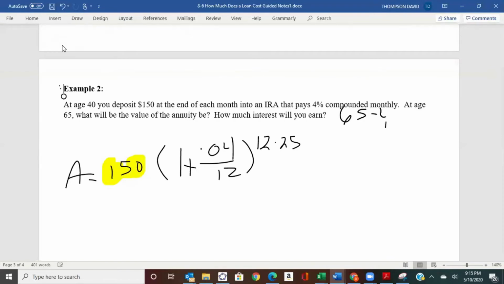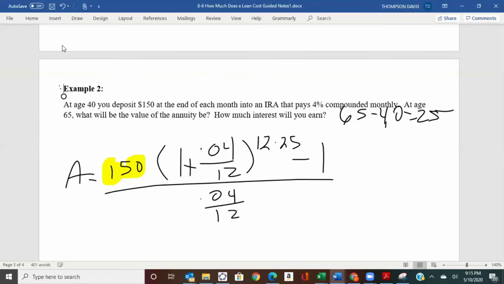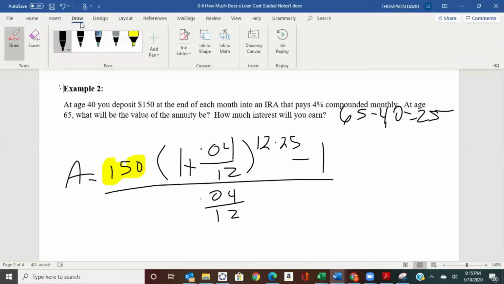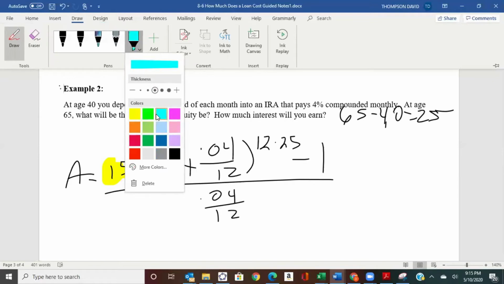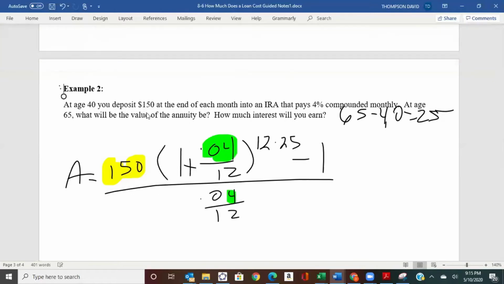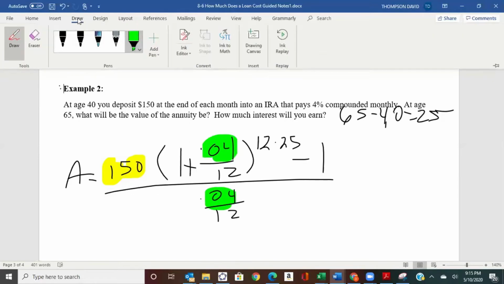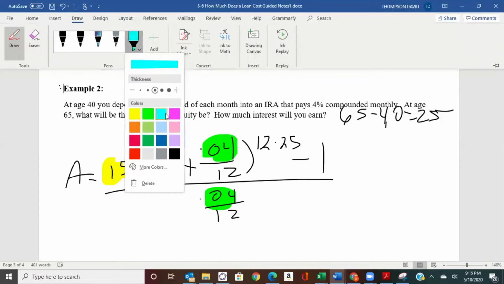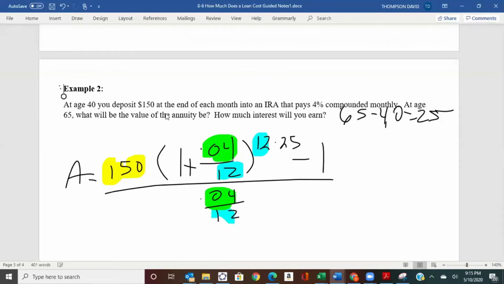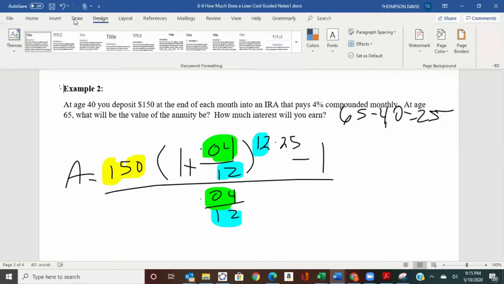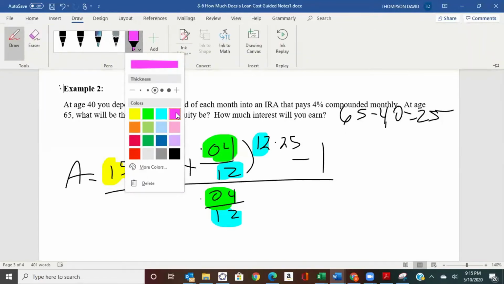65 minus 40 equals 25. Minus 1. All that over 0.04 divided by 12. Let's grab the highlighter and highlight consistent with our highlighting. That's 0.04. 12 is n. And the number of years this time we'll do it in pink, which is 25.